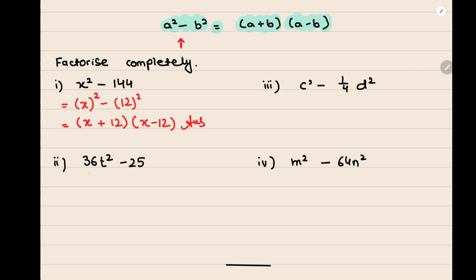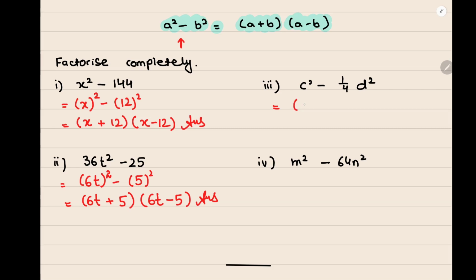For the second question, I know that it is 36t square. Beware that you have to write 6 because 36 is the square of 6, and t square is the square of t. Now I can write the square outside minus 5 square. Now it becomes a square minus b square. So I can write a plus b and a minus b, which is 6t plus 5 and 6t minus 5. That is my answer.